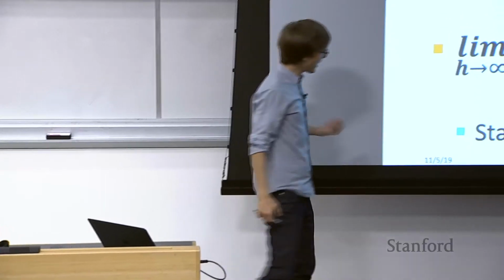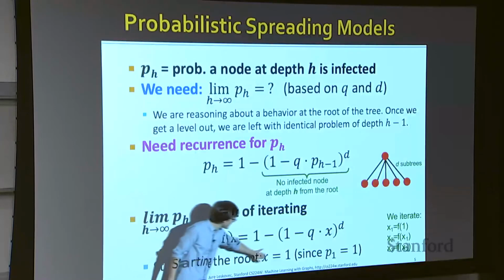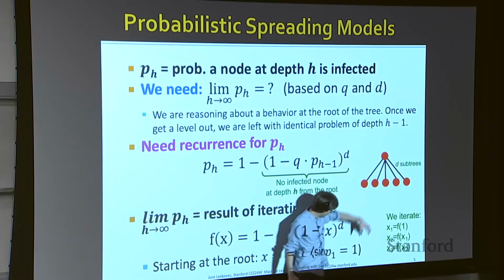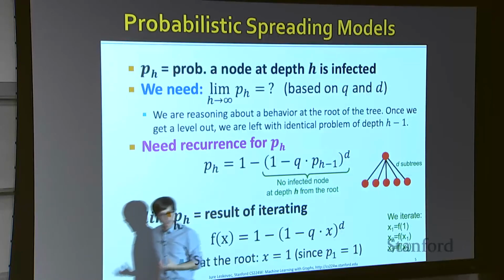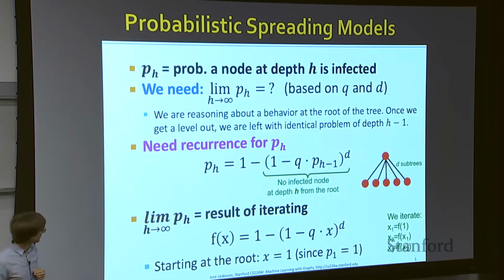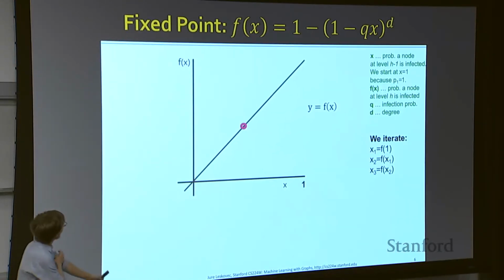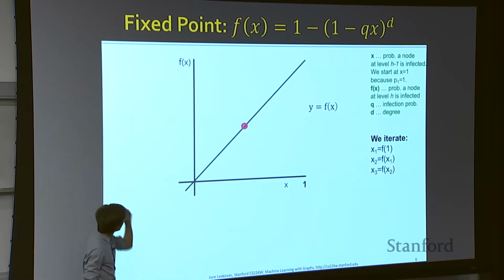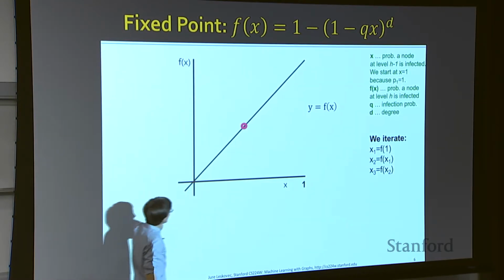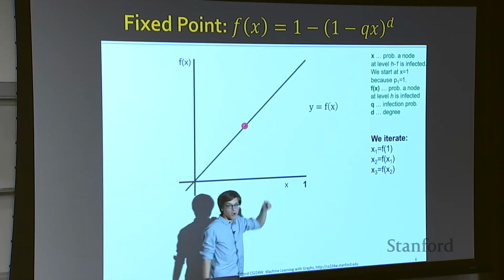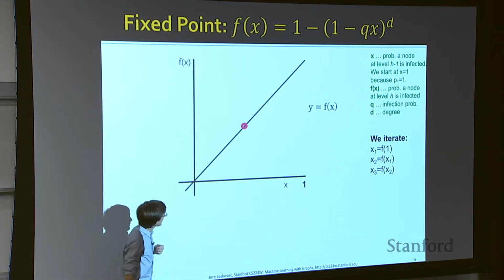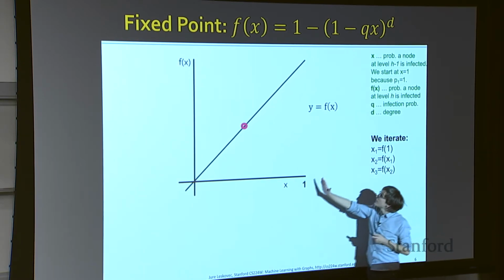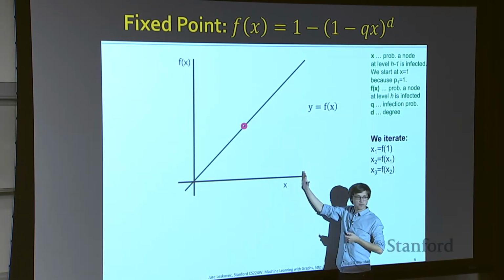Okay, and as I said, we start with x equals 1 because the probability that there is an infected node at the root equals 1. There is a patient 0. There has to be a patient 0. So the way we can think of this is the following. I can think that here I have x, and here I have f of x. Okay, and what I'll be interested in is what is the fixed point of this process, right? Because I will be iterating this f of x, and I will first ask what is f of 1, right?